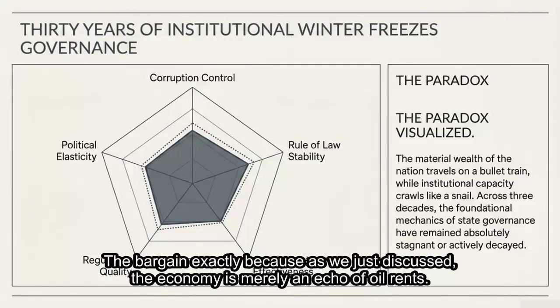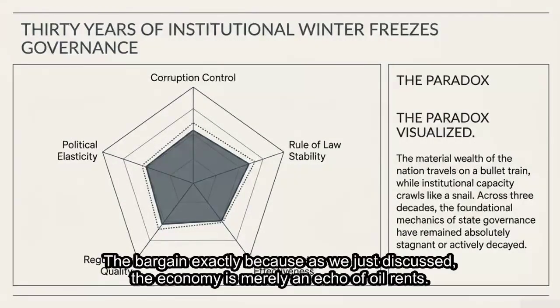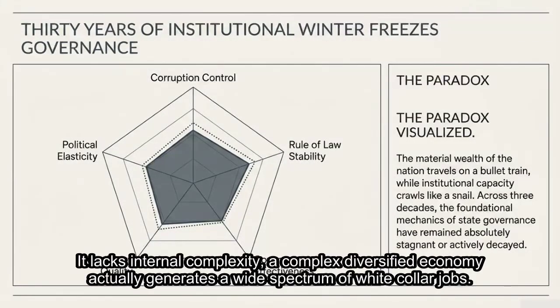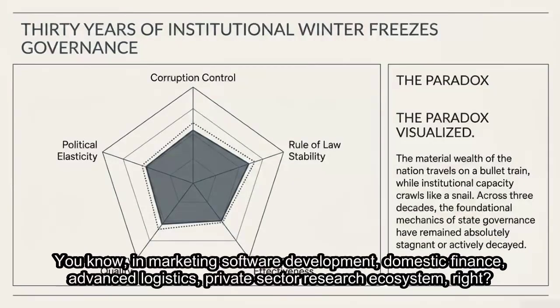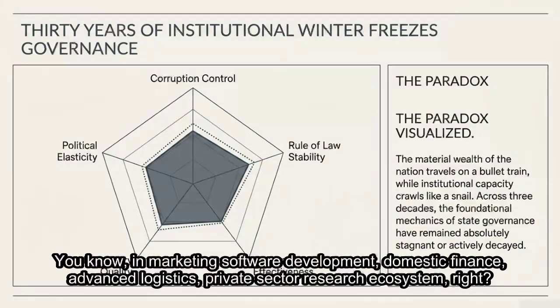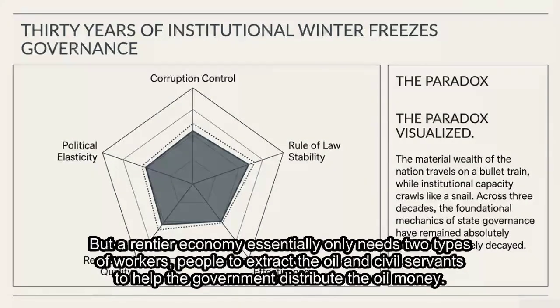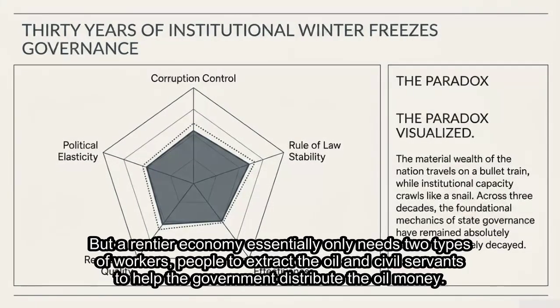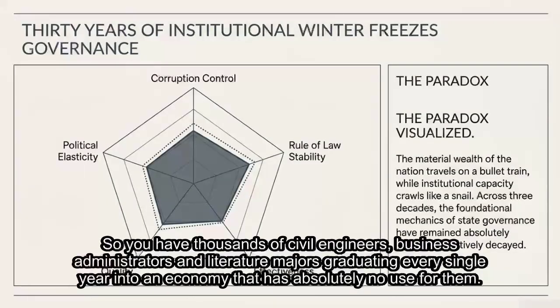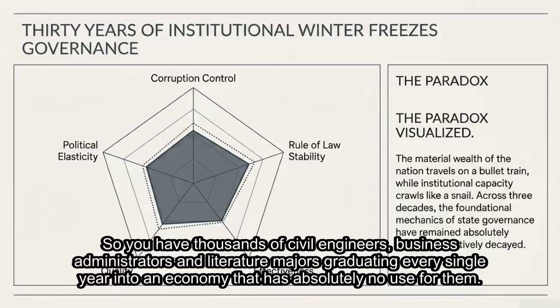They built the universities and handed out the degrees. But the economy couldn't hold up the second half of the bargain. Exactly. Because as we just discussed, the economy is merely an echo of oil rents. It lacks internal complexity. A complex, diversified economy naturally generates a wide spectrum of white-collar jobs in marketing, software development, domestic finance, advanced logistics, private sector research. The whole ecosystem. Right. But a rentier economy essentially only needs two types of workers: people to extract the oil and civil servants to help the government distribute the oil money.